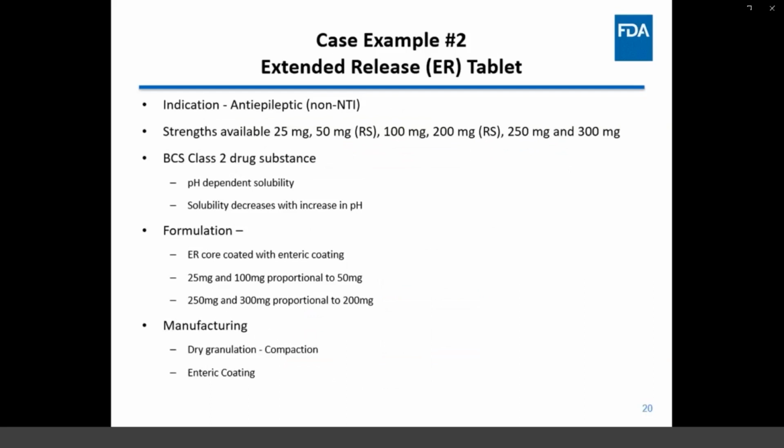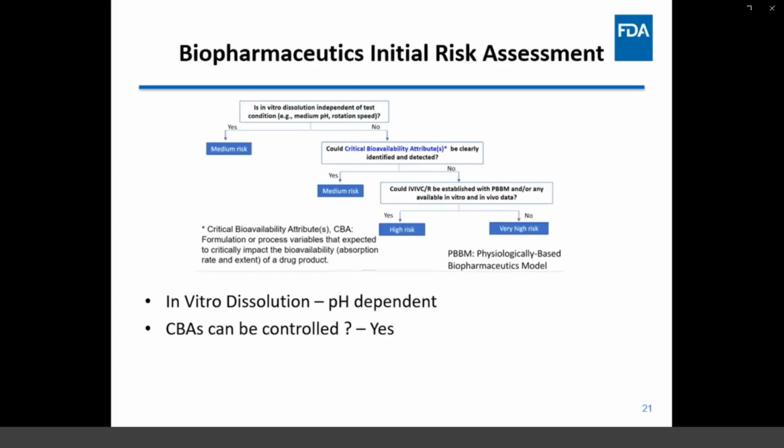Literature states that it's a BCS Class II drug substance with pH-dependent solubility, and solubility decreases with an increase in pH. The formulation is extended release core coated with an enteric coating, and there is proportional similarity among the strengths. It's manufactured by dry granulation compaction and enteric coating. So let's walk through the decision tree.